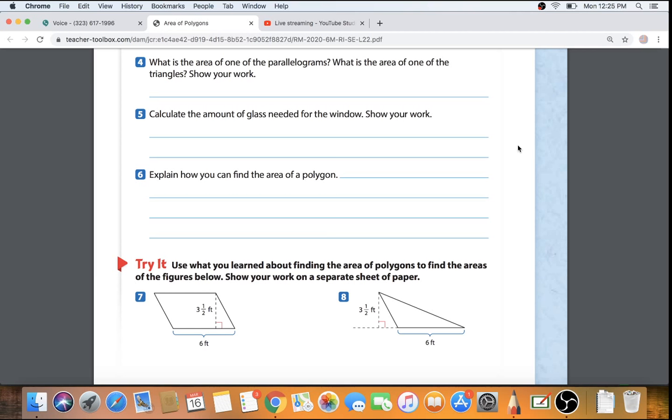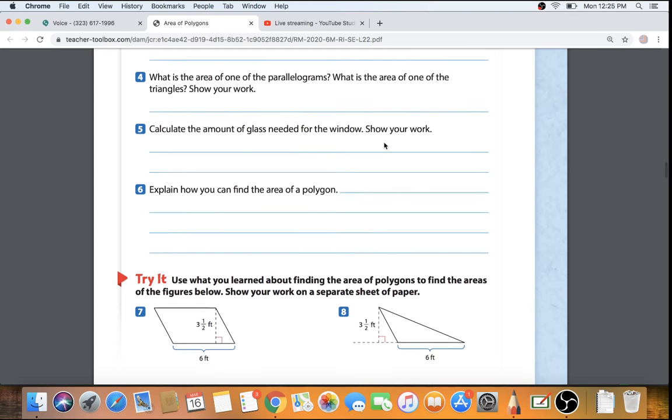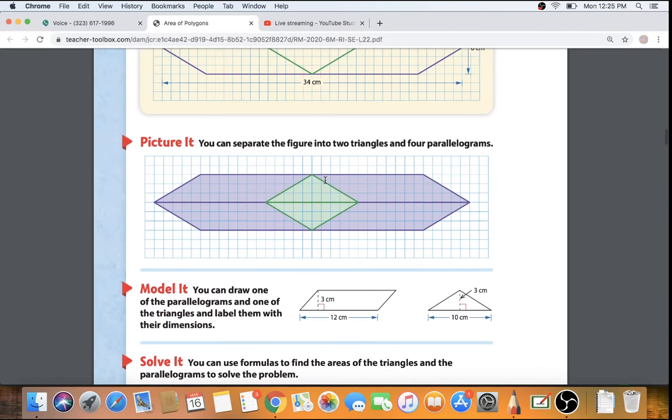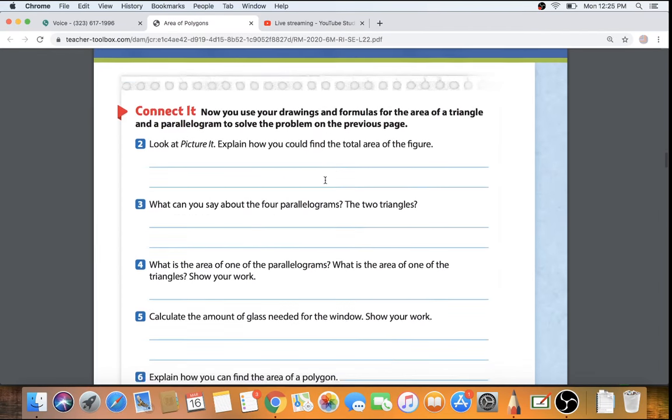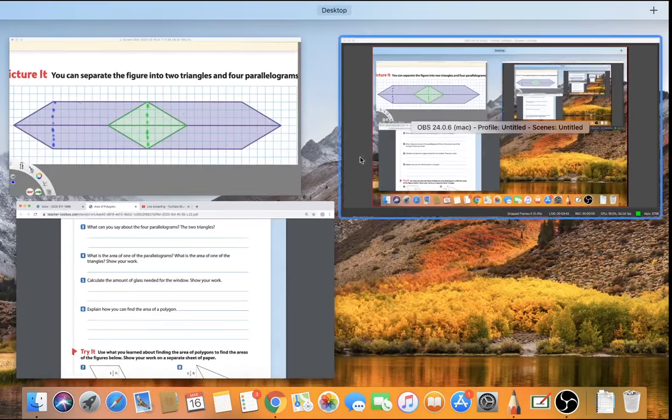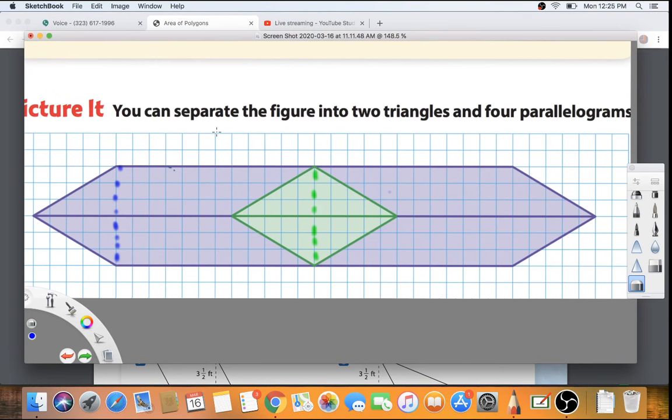Number five says, calculate the amount of glass needed for the window. So for that one, the amount needed for the glass, you're going to have to add up all your areas. So you're going to have to find the area first, which is multiplication, and then you have to add up all your areas. So let's see if I can do it with this.